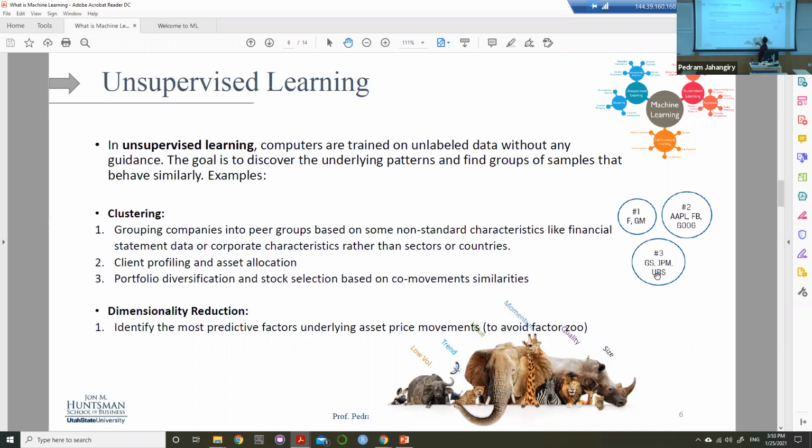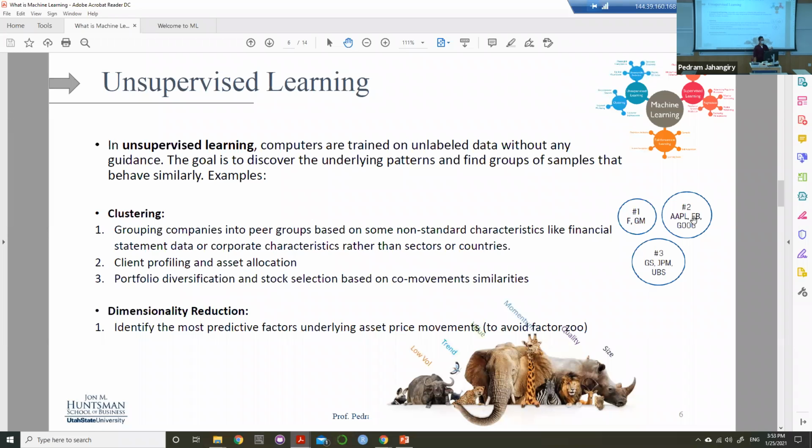However, we're going to use co-movement of the stocks. Instead of looking at the sectors, I will look at the returns of the stocks and see how they behaved. Maybe the behavior of Ford is very much like Facebook.